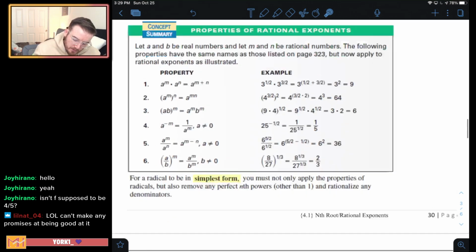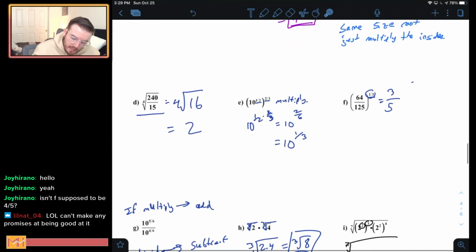Isn't F supposed to be 4/5? Oh, sorry, I missed that, chat. Yes, it is. This was 4. The cube root of 64 is 4. You're right. I saw it on the table, but then, yeah. My bad that I missed that one. Did I miss that, chat?